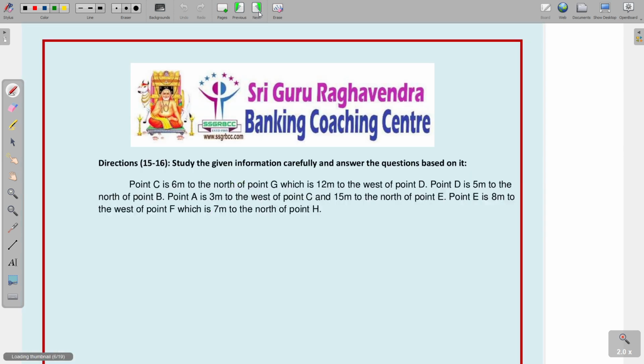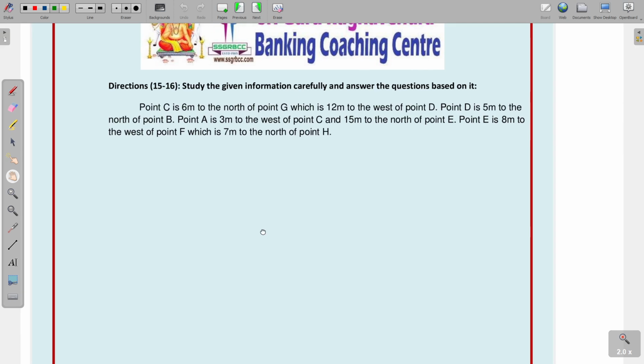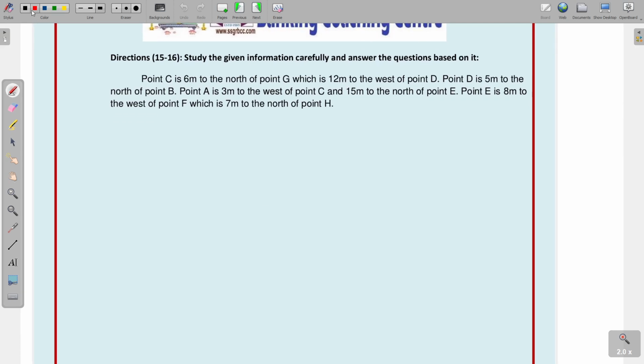Let us move on to the next one. Point C is 6 meters to the north of point G. G is 12 meters to the west of point D. And next, D is 5 meters to the north of B. And next, A is 3 meters to the west of C.